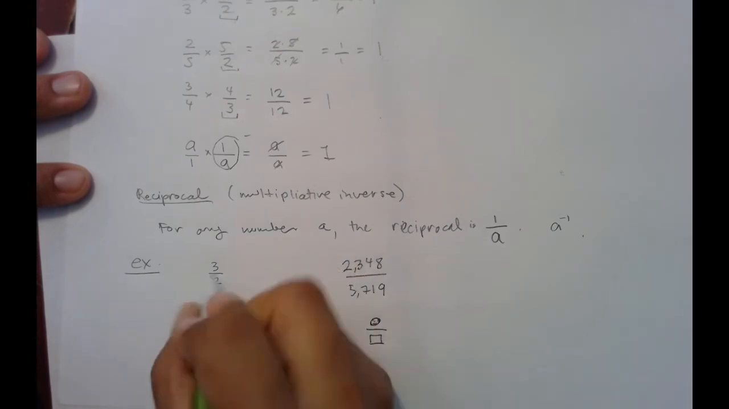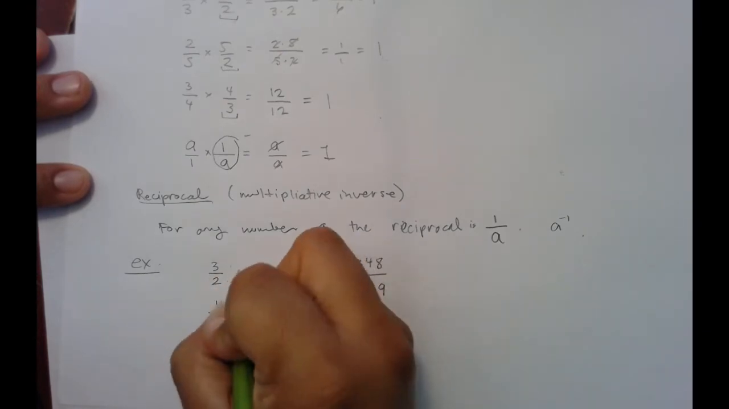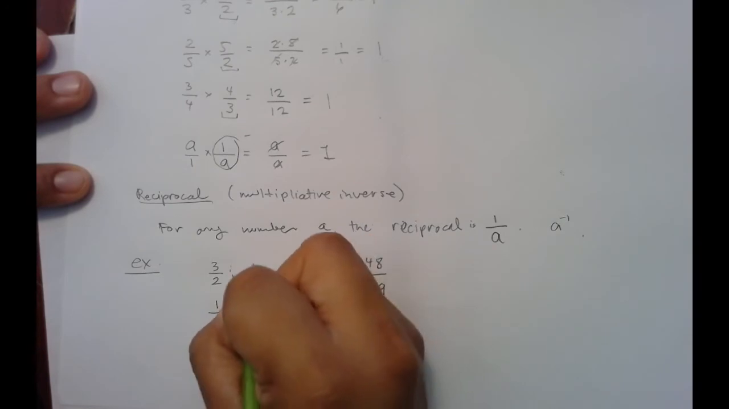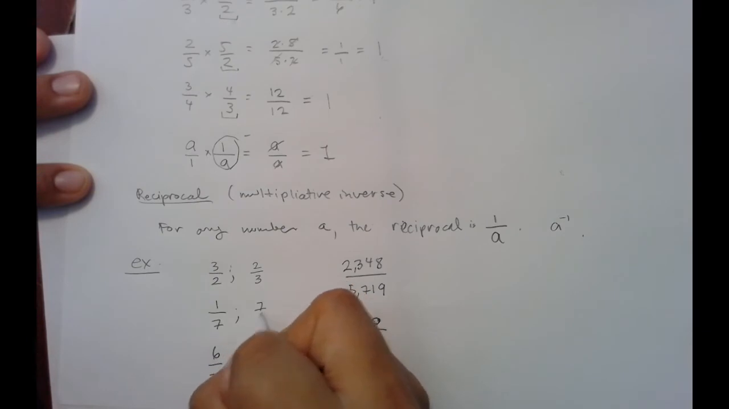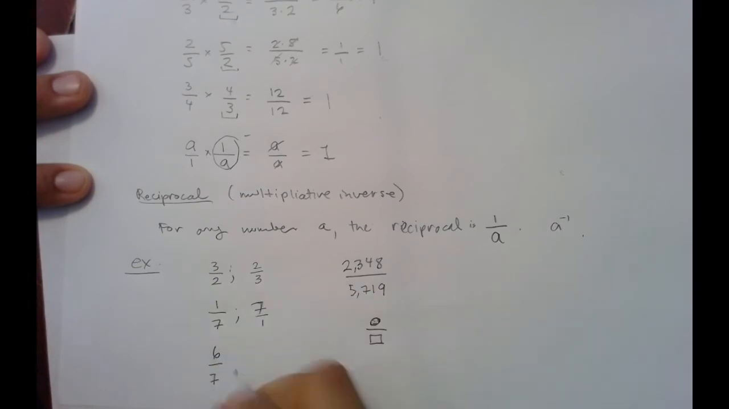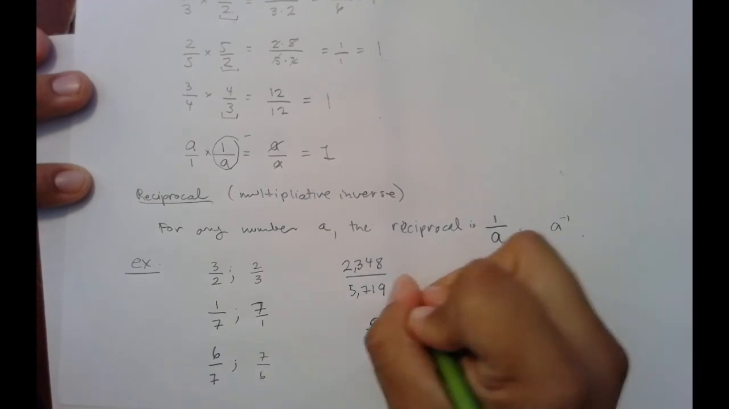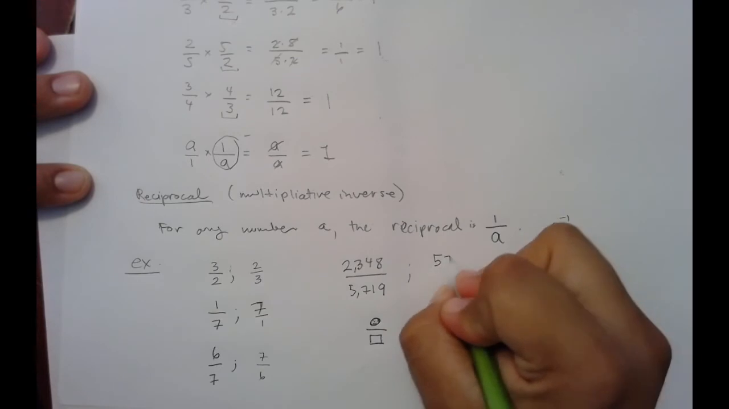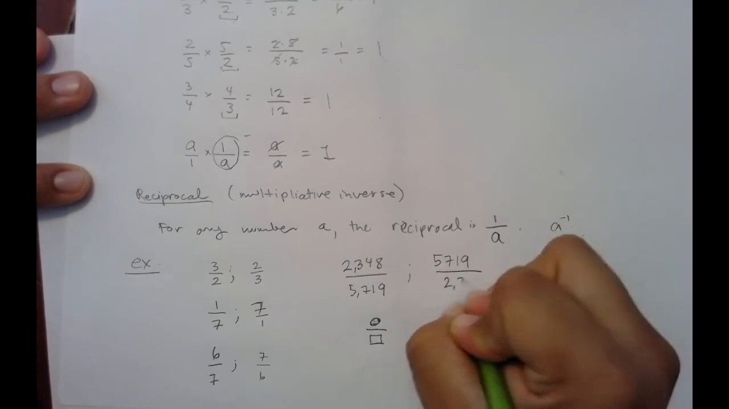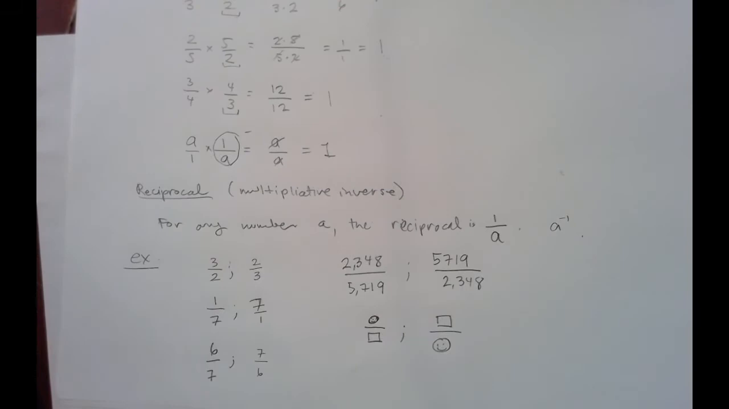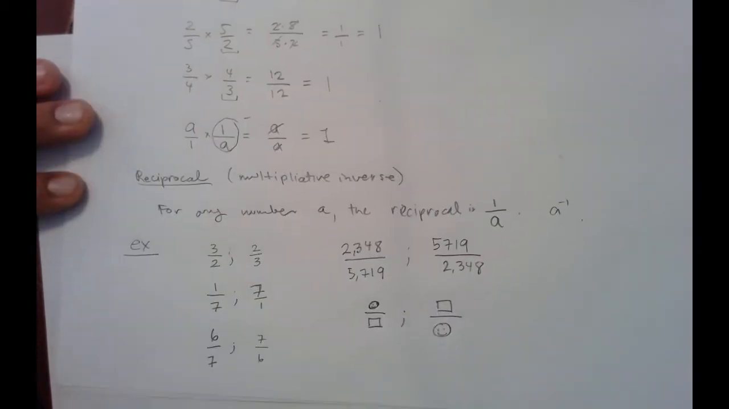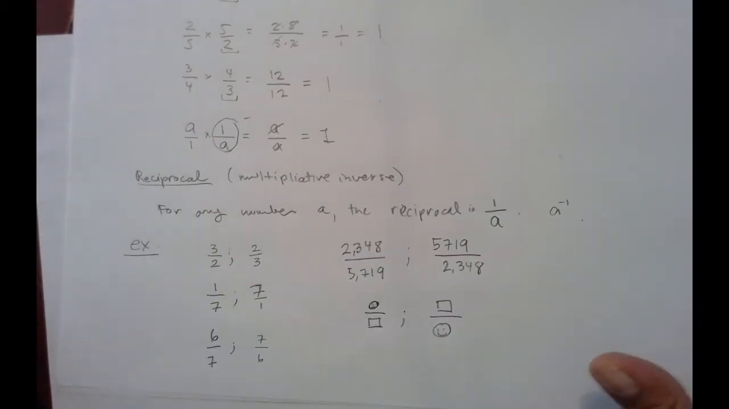Okay, great. So the reciprocal of 3/2 would be 2/3. The reciprocal of 1/7 would be 7 over 1, or just 7. The reciprocal of 6 over 7 would be 7 over 6. And then you get the idea, right? And then this would be, of course, square over happy face. This is happy face. Okay, great. Okay, so those are some examples of reciprocals.